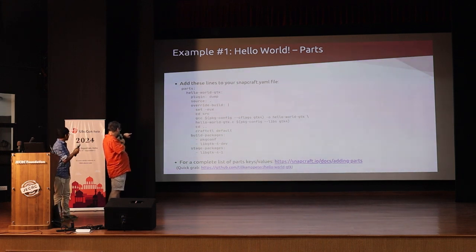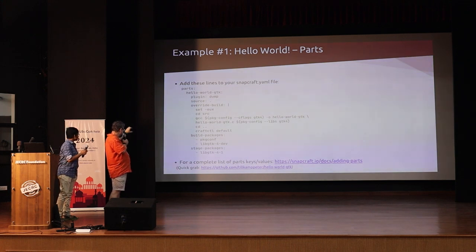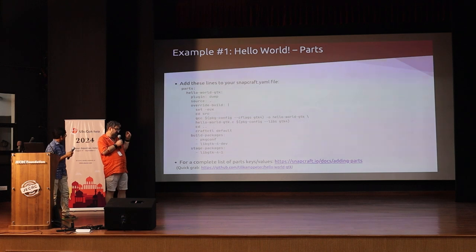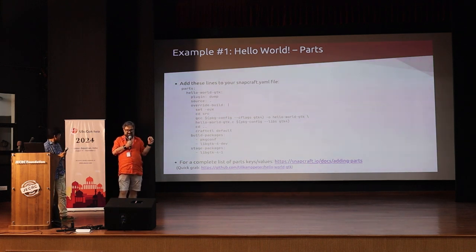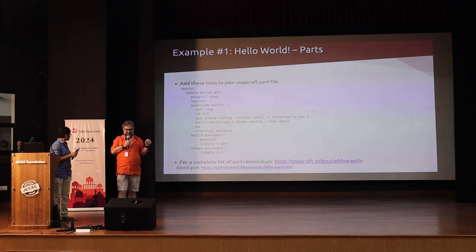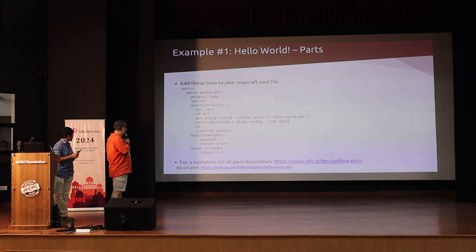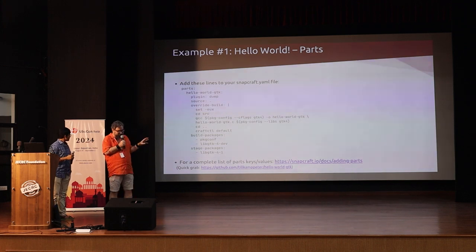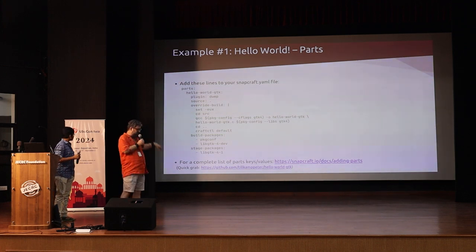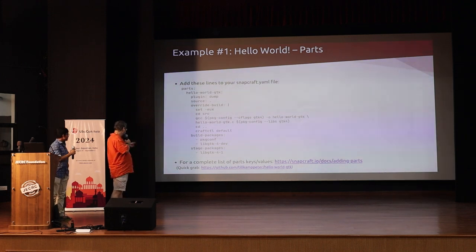And we need build dependencies. We need for building pkgconf and libgtk-4-dev. These are Debian packages of the same version as the base distro. So these are, in our case, Debian packages of Ubuntu 24.04. And stage packages, these are runtime dependencies. We must include libgtk-4-1 in our snap so that our hello world GTK works as it needs libgtk. And that is the parts.